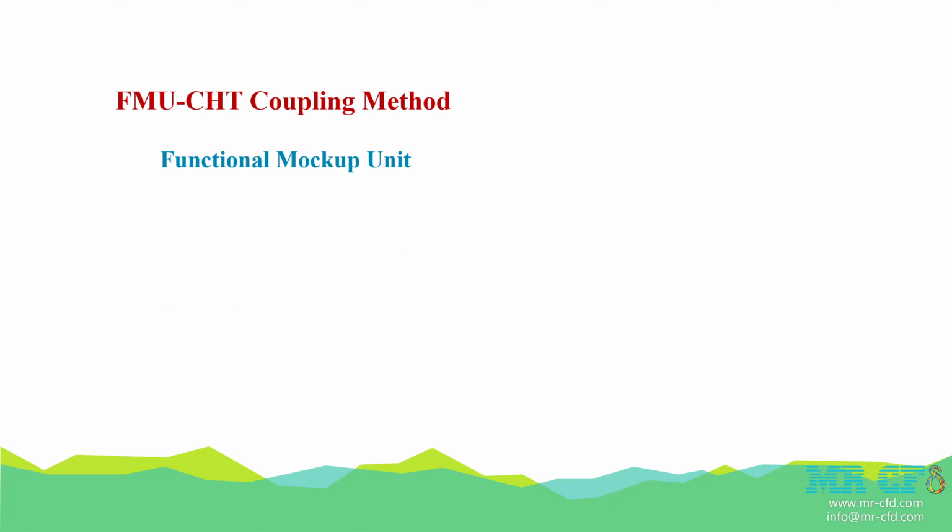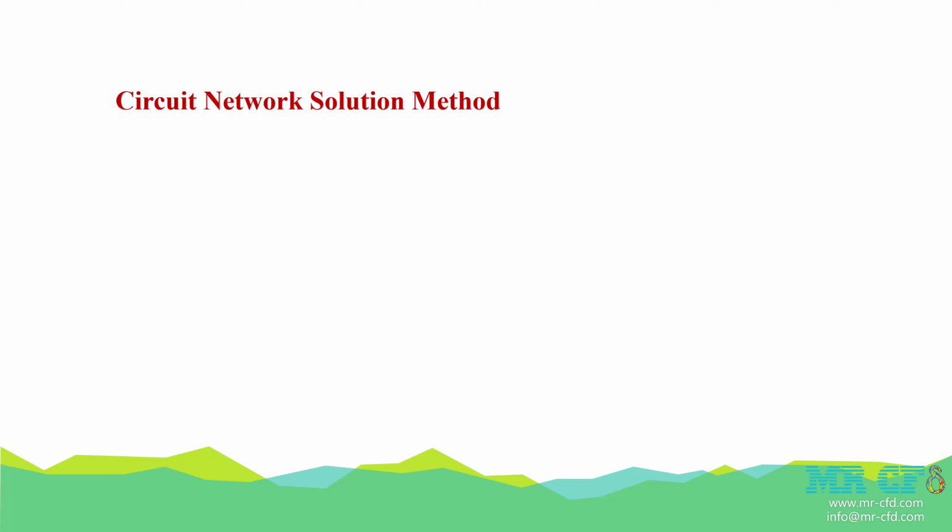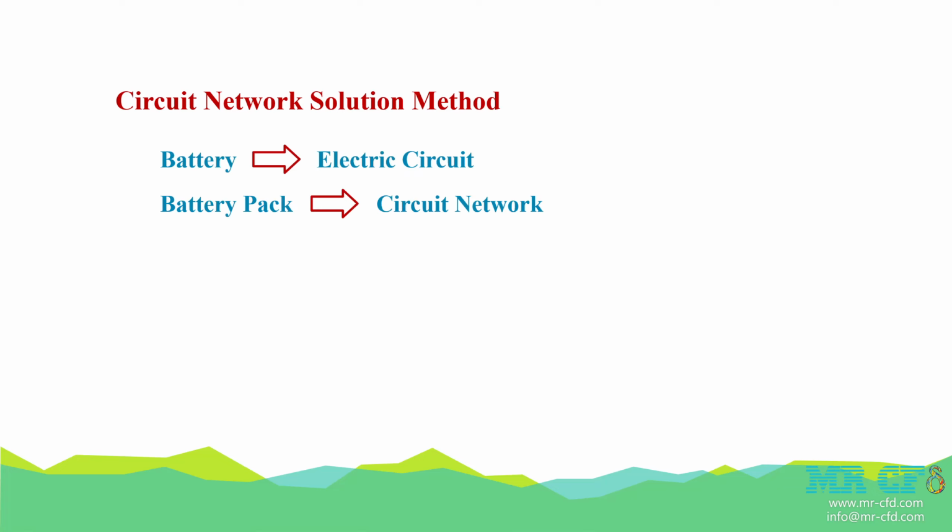Next, we refer to the CHT-FMU coupling method, derived from the functional mockup unit. This method allows users to use their own electrochemical model. These can be imported to Fluent software through FMUs. The sets of equations solved based on the CHT-FMU method are similar to the CHT method. Next, we refer to the circuit network solution method. According to this approach, we assume that each battery is treated as an electric circuit. So if we have a battery pack, we assume that the battery pack is treated as a network circuit.